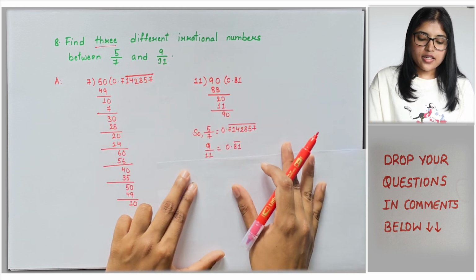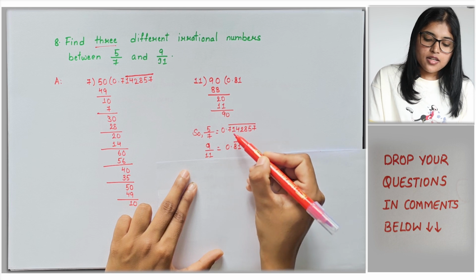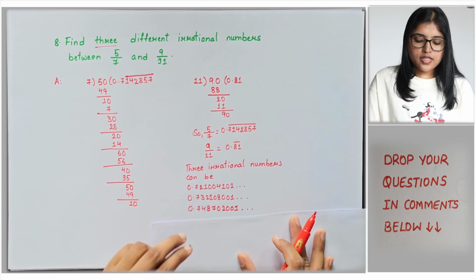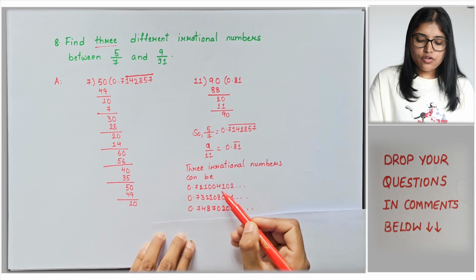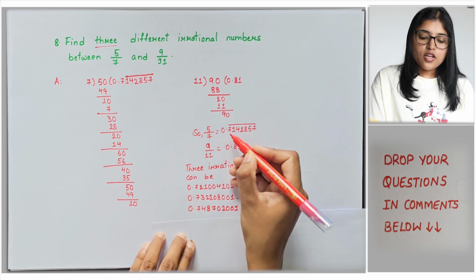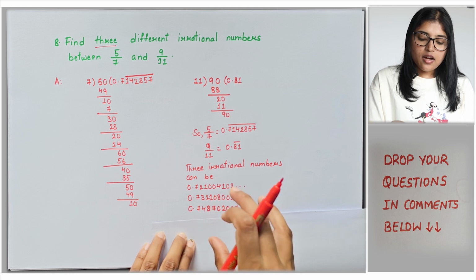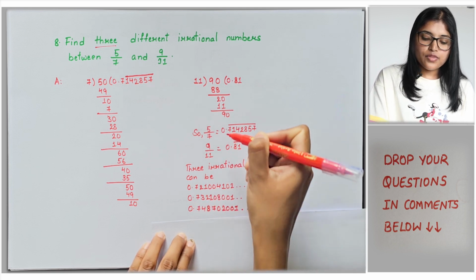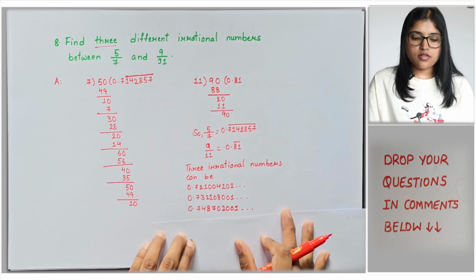In order to find irrational numbers, I can write the numbers that fall between these two. So the 3 irrational numbers can be 0.72, and so on, 0.73, and so on, 0.74, and so on. So that is how I can find irrational numbers that can lie between these two numbers.